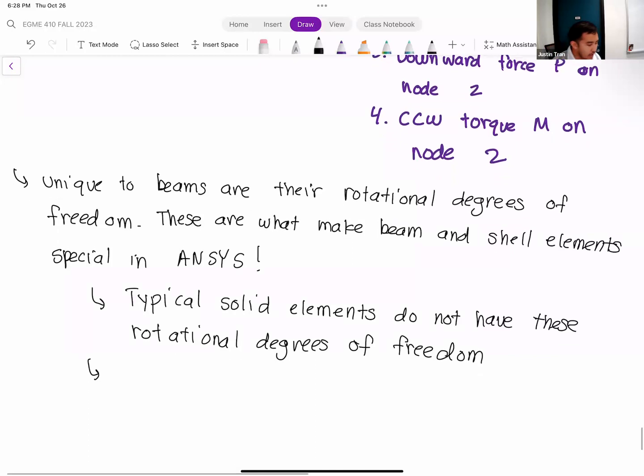And so, we're not going to use these rotational degrees of freedom for this context here. But what those rotational degrees of freedom allow you to do is that it allows you to compute things like the stresses and any kind of strains and deformations without the need for derivatives. Okay.